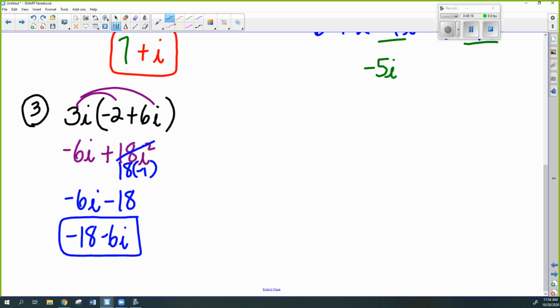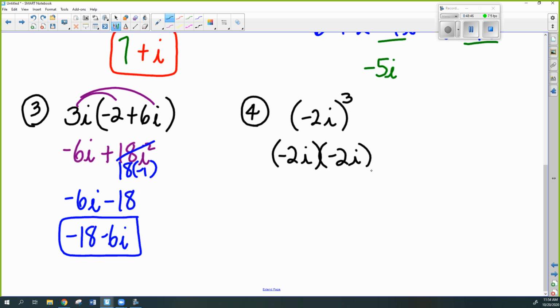All right, questions? All right, how about, that's a little different. All right, remember what it means to cube something. To cube something, it means you're going to multiply it by itself 3 times.